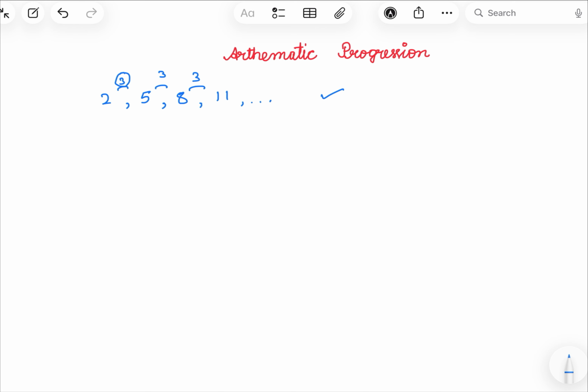And one more example, suppose -1, after that 1, after that 3, after that 5 and 7. Here we added 2, here 2, here 2, here 2, so this is AP.